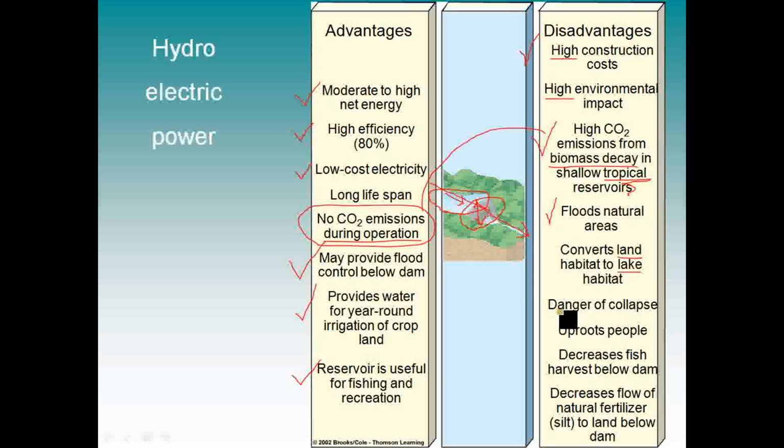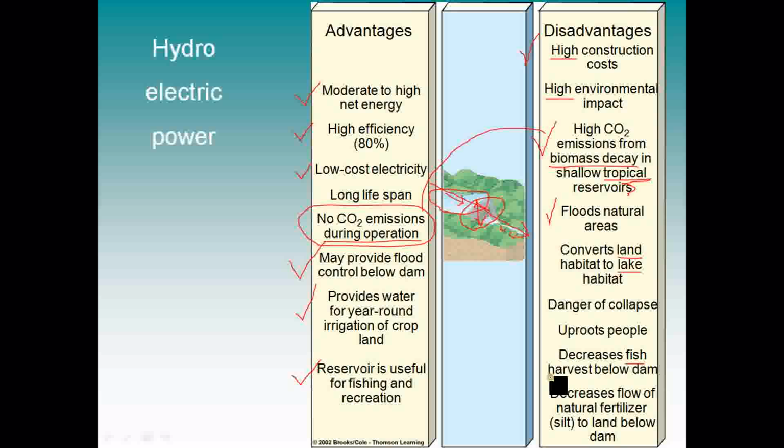Not a surprise there. You always have to worry about a collapse. What if this thing crashed? There's people living along the riverbank that's rather skinny now thanks to the dam. You can imagine what happens if that dam breaks. It uproots people and decreases the fish harvest.